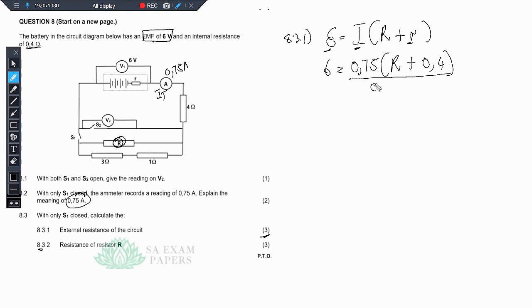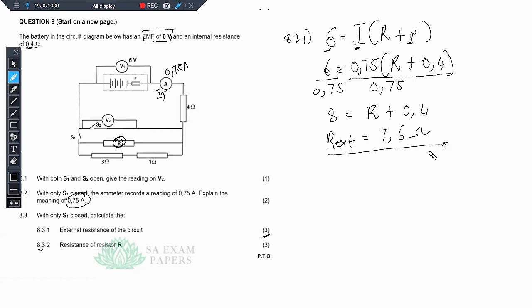In order to be more efficient with your maths, start by dividing by that 0.75. 6 divided by 0.75 is 8, and then R plus 0.4. So that means our R external is just a matter of saying 8 minus 0.4, which will give us 7.6 ohms, right? And just like that, now you have calculated the R external. Okay, awesome. Now let's proceed to 8.3.2.